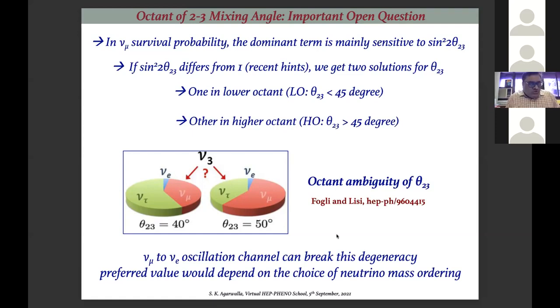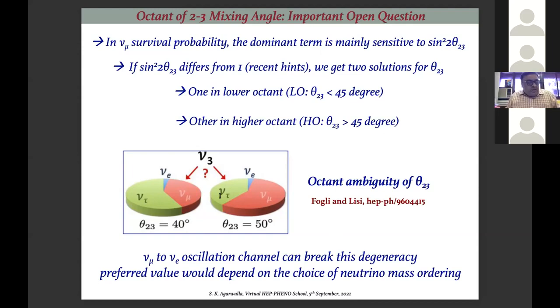Now, I just told you, whether theta 2-3 is below 45 or above 45, you can ask me, why should I care about that? Yes, we have to care. Because that will tell you, when you form a nu 3 mass eigenstate, in normal ordering, that is the heaviest one, this theta 2-3 value will tell you, if it is 40 degree, then in the nu 3 mass eigenstate you have more nu tau than nu mu. But if it is above 45 degrees, say 50 degree, then the nu 3 mass eigenstate will have more nu mu than nu tau.